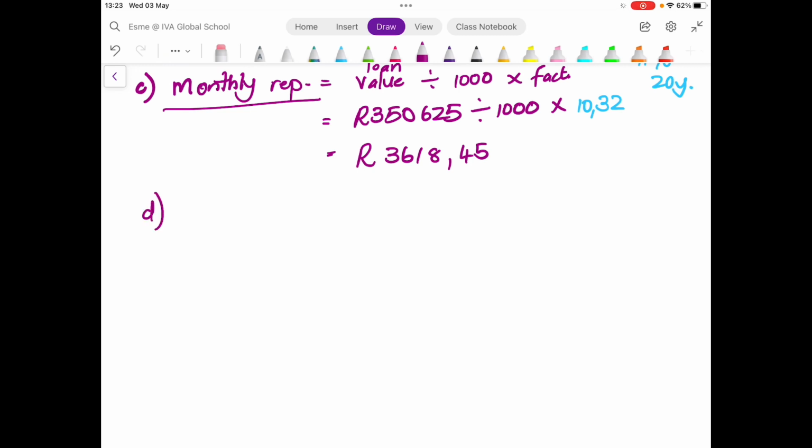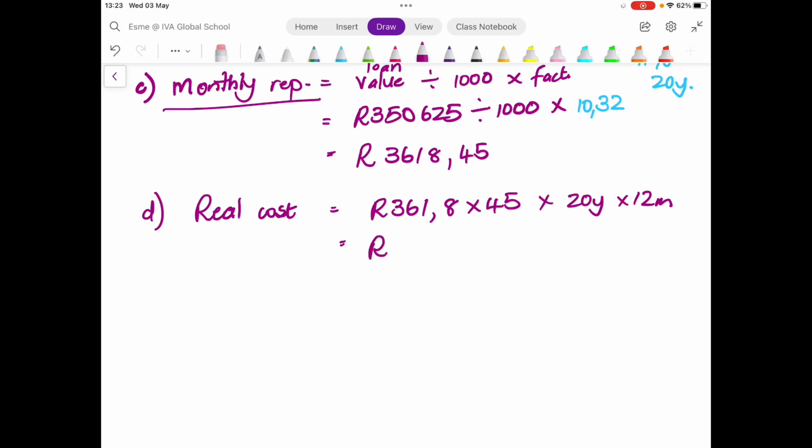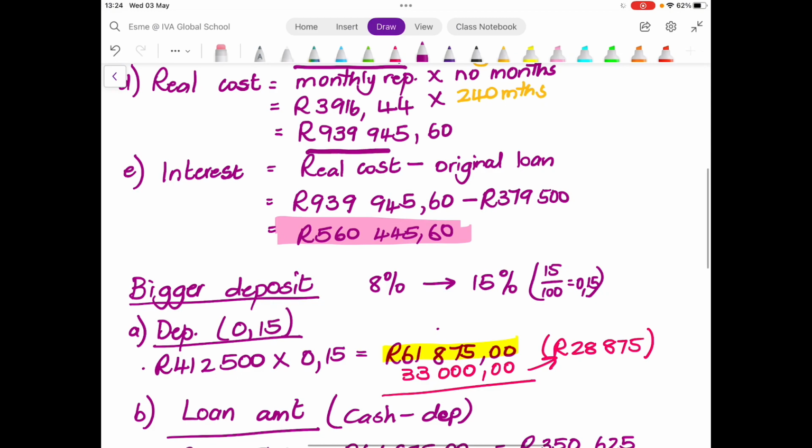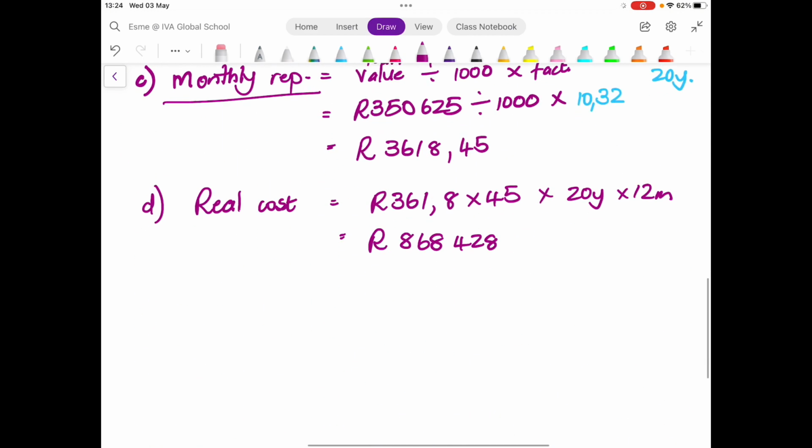Then we have to work out the real cost. And the real cost would be your monthly repayment, 3618,45 multiplied by your 20 years times 12 months. And if we multiply that out, you are going to get 868,428. And that is considerably less than what we had to pay over here. Right, so that is the real cost.